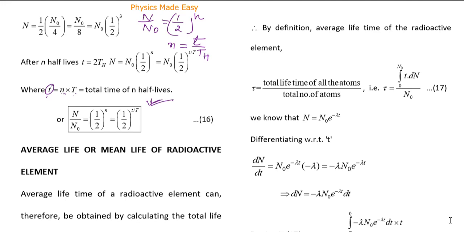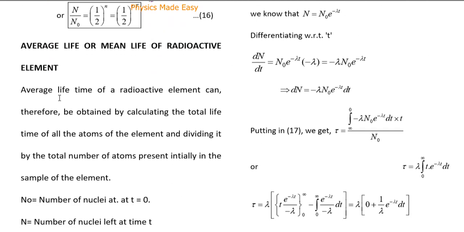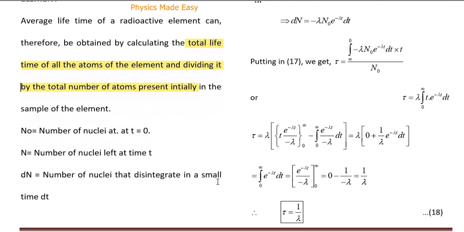Average life or mean life of radioactive element. The average lifetime of a radioactive element can be obtained by calculating the total life of all the atoms of the element, dividing it by the total number of atoms present initially in the sample.